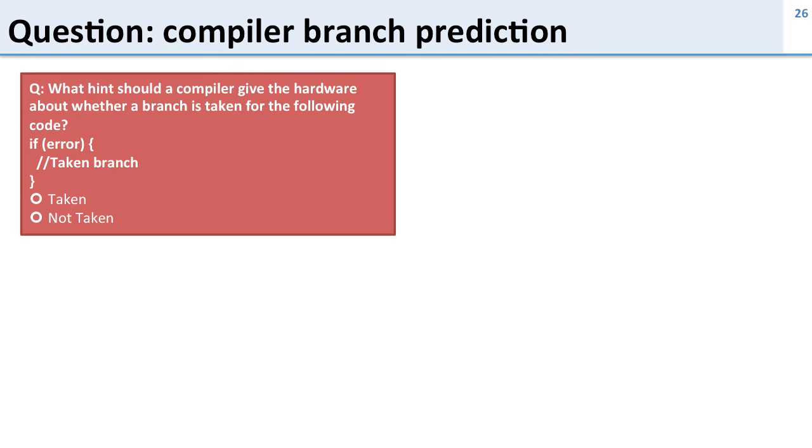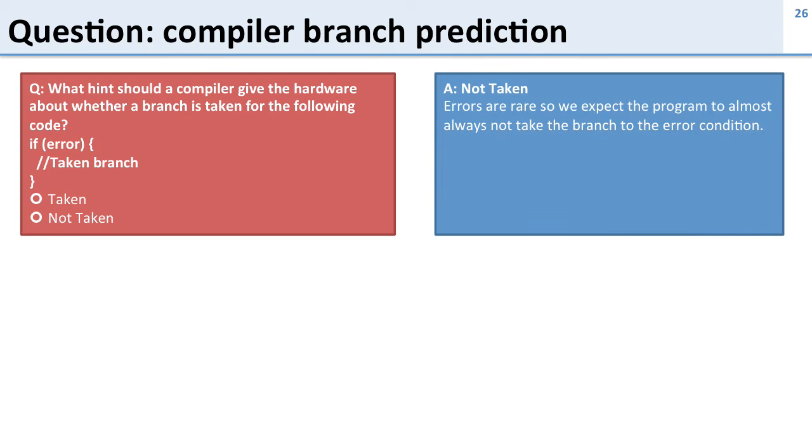What hint should a compiler give the hardware about whether a branch is taken or not for the following code? So the code is: if we're checking an error, then we take the branch. Well, here the hint the compiler should give is not taken. If the compiler knows this is an error check, it knows errors are very rare, and so it's unlikely that we're going to go and actually handle the error because errors don't happen that often.